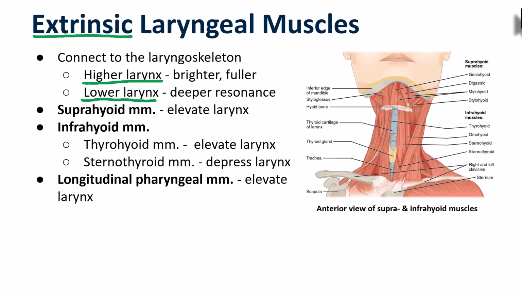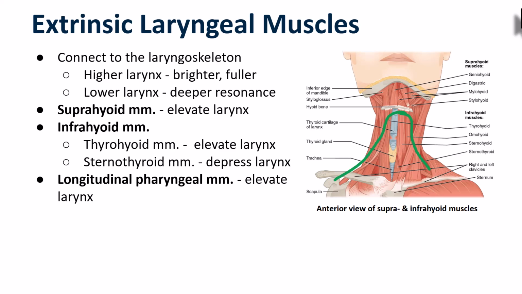There are several groups of muscles which can affect the position of the larynx extrinsically. The suprahyoid muscles, when tense, slightly elevate the hyoid and, by extension, slightly elevate the larynx. The infrahyoid muscles, both superficial and deep groups, can do different things.